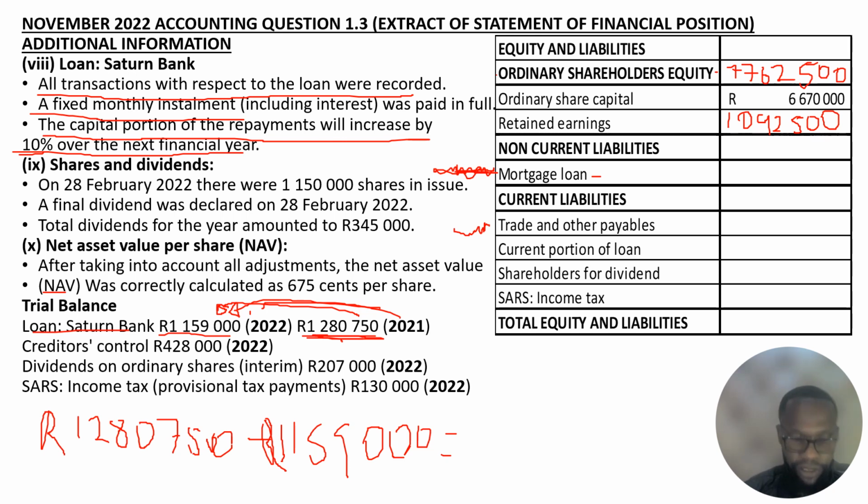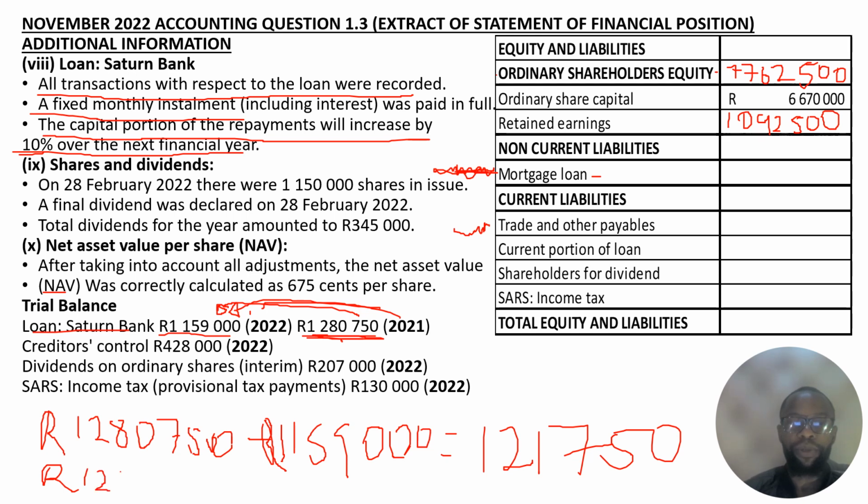1,287,500 less 1,159,000, and then we know that this year they deducted 121,750. But for the next current year, it will increase by 10%. So we are going to have 121,750 multiplied by 110, because it's going to increase by 10% divided by 100, or 1.1.